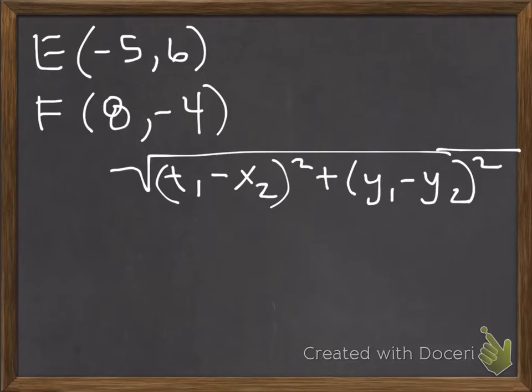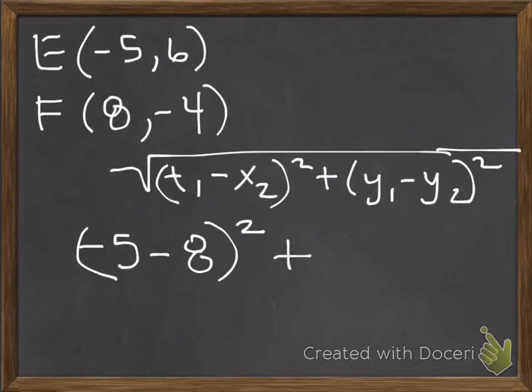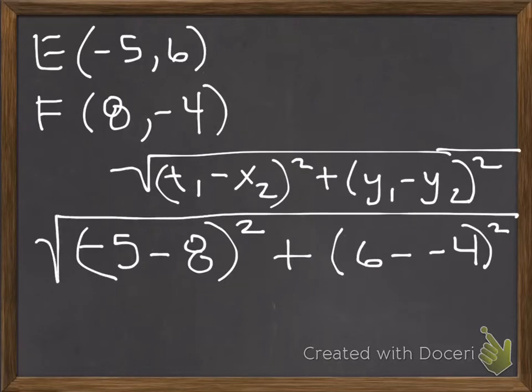So if we take each x coordinate, we have negative 5 and 8. We're going to subtract them, negative 5 minus 8. And then we take each y coordinate and also plug them in and subtract. So 6 minus negative 4. And then if we put it all together in the formula, we're going to start with parentheses and follow order of operations and then take the square root last.